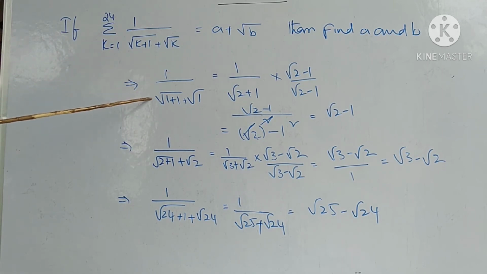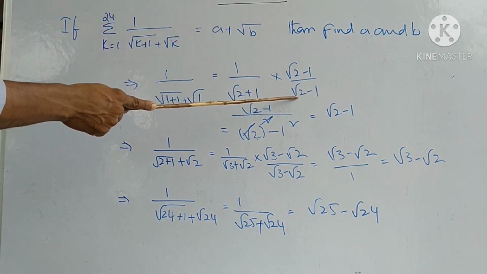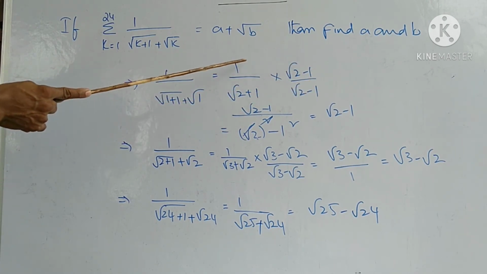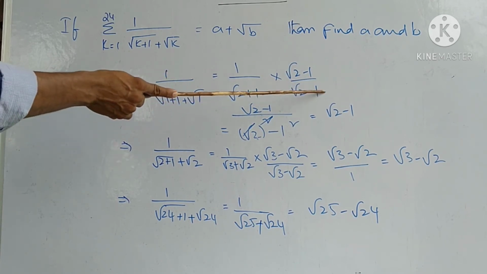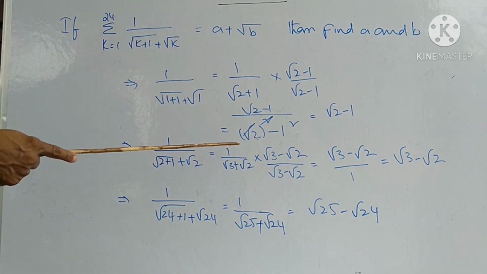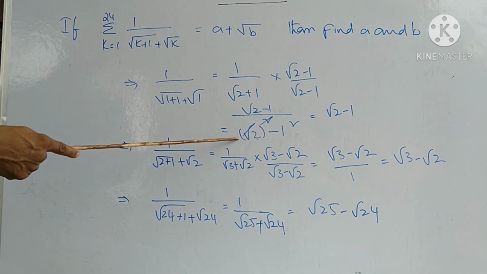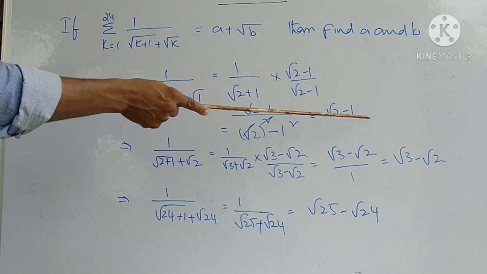So 1 by square root of 1 plus root 1 is equal to 1 by 1 plus 1, which is root 2 plus square root of 1, which is 1. By rationalizing the denominator, we take root 2 minus 1. So root 2 minus 1 by root 2 minus 1, that is equal to root 2 minus 1 by root 2 plus 1 into root 2 minus 1. It is of the form a plus b into a minus b. The result is a square minus b square, root 2 square minus 1 square. So root 2 square minus 1 square means the square root cancels, 2 minus 1, the result is 1. Root 2 minus 1 by 1 means root 2 minus 1.